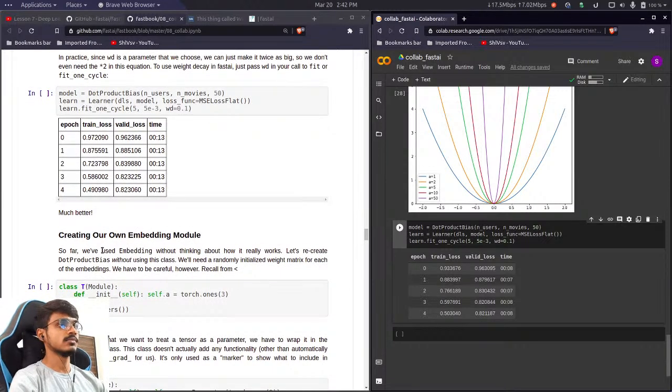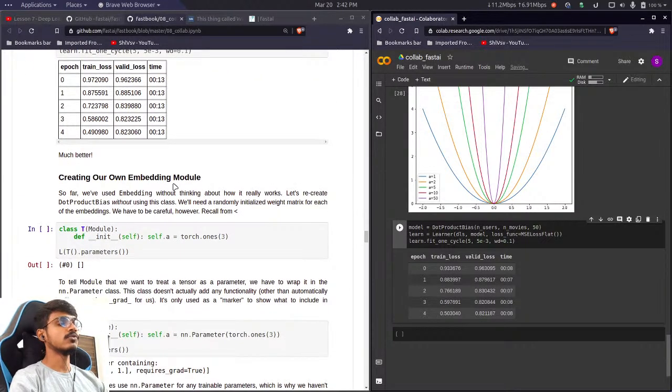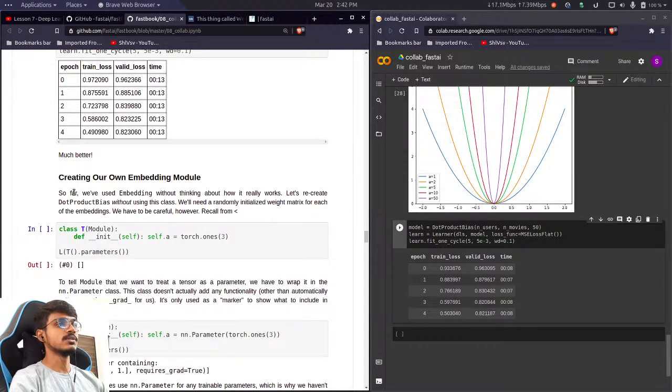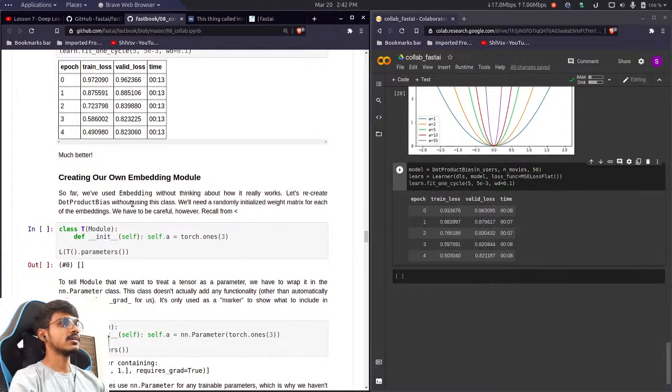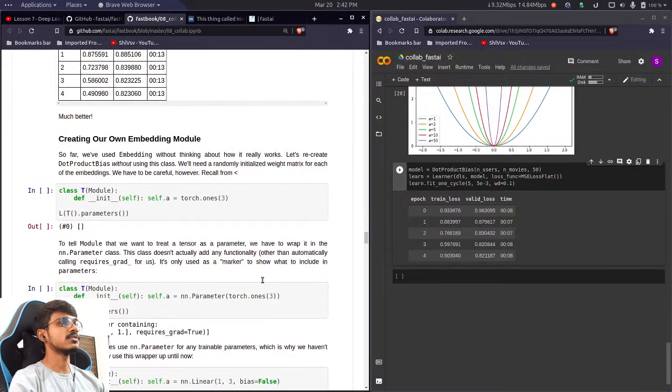Creating our own embedding model. So far we have used embedding without thinking about how it really works. Let's recreate DotProductBias without using this class. We'll need a randomly initialized weight matrix for each of the embeddings.